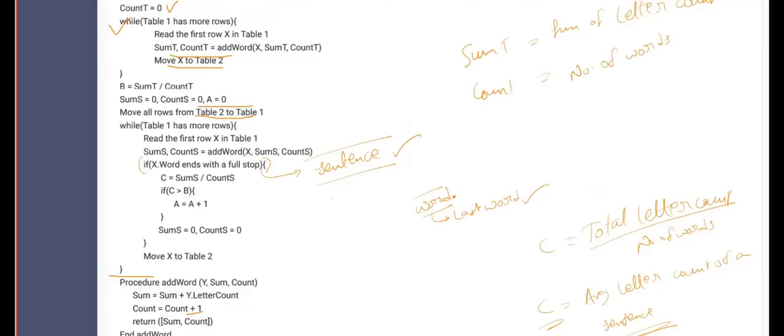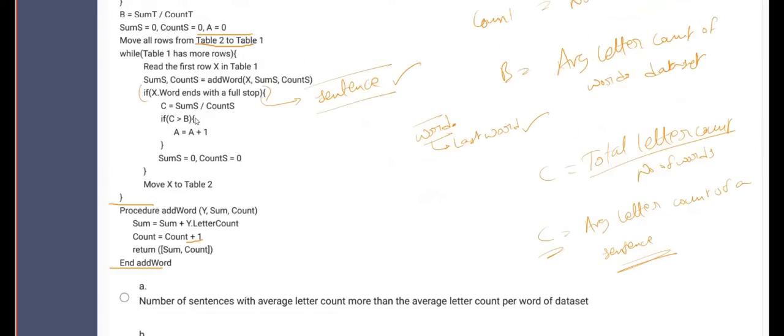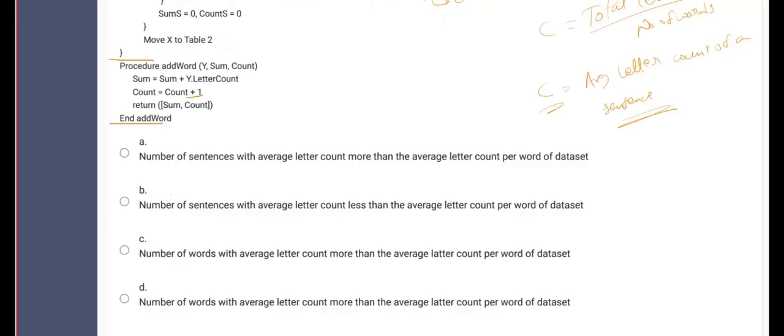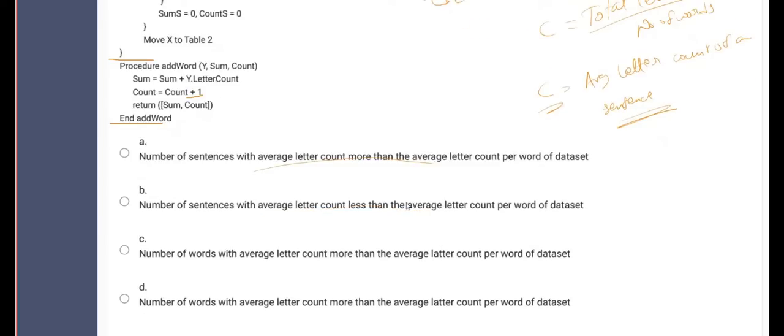Whereas B, what is B? B is the average letter count of the words data set, right? And what are we checking here? C greater than B. What is C greater than B? That means the average letter count of a sentence must be greater than the average letter count of the data set. Number of sentences with average letter count more than the average letter count per word of the data set.